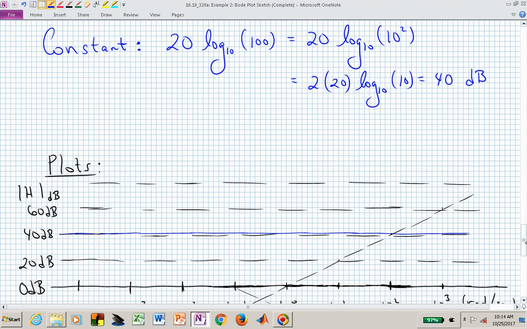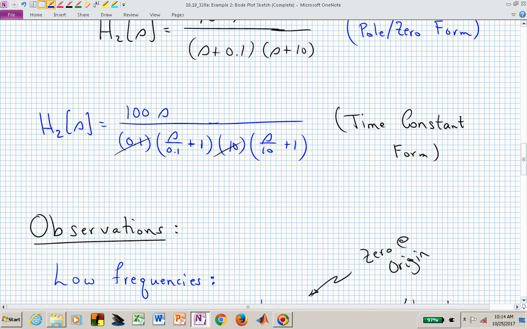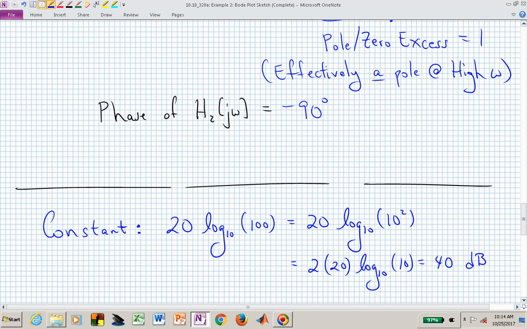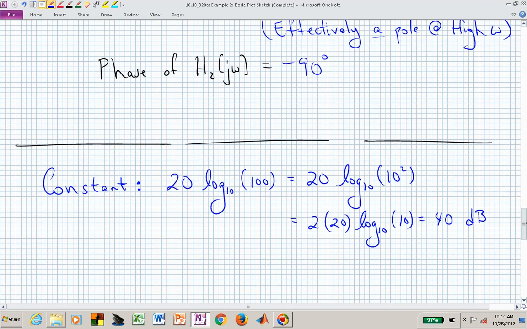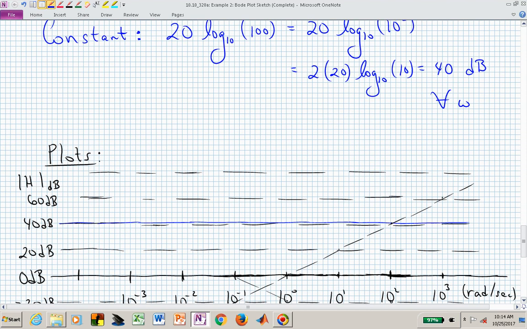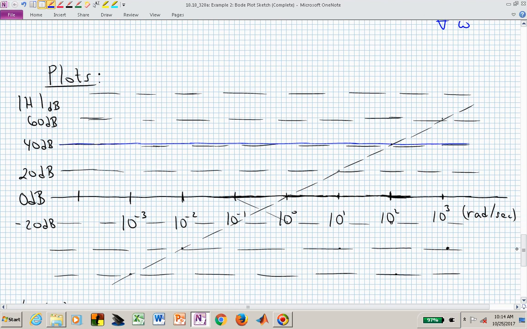Let's now do the magnitude. Our constant was 100 in this case. So we now take the log of 100, that's really 2, and 2 times 20 is 40. So our constant is now 40 dB, and that's going to be contributed for all frequencies omega. And I've now sketched that in blue. Here's our 40 dB sketch. We had a 0 at the origin. That's this line that's going up to the right. That's due to our 0 at the origin.